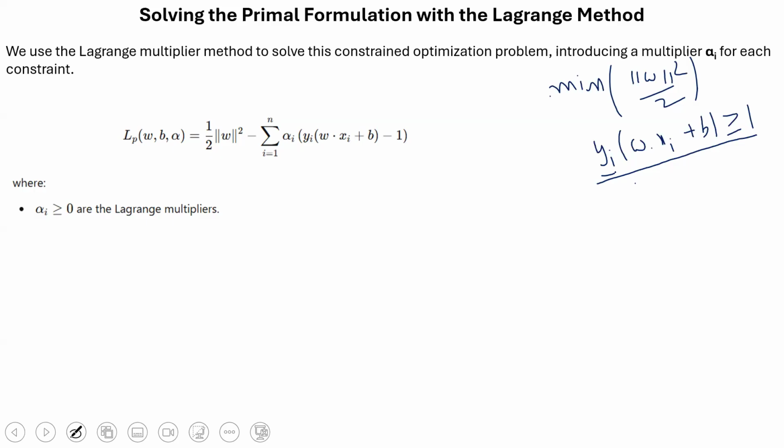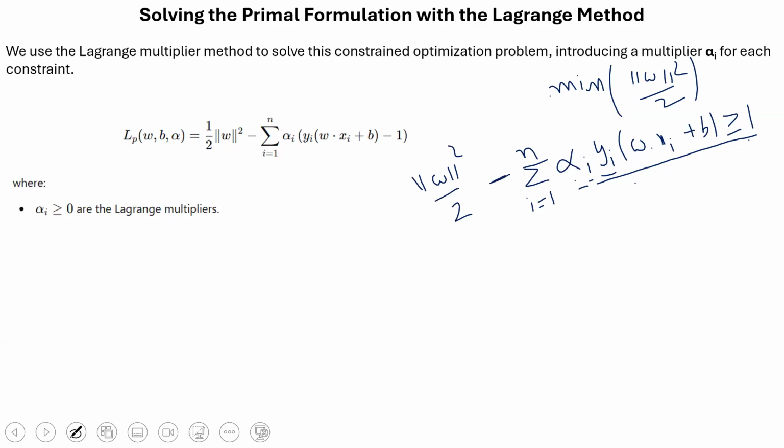If you want to solve this optimization problem using Lagrangian multipliers, you have to introduce one Lagrangian multiplier for every point. So you introduce n Lagrangian multipliers, one for each point. That is why we do the summation from i equal to 1 to n, adding the Lagrangian multiplier to each constraint, and the original problem is the modulus of W squared by 2 minus that.